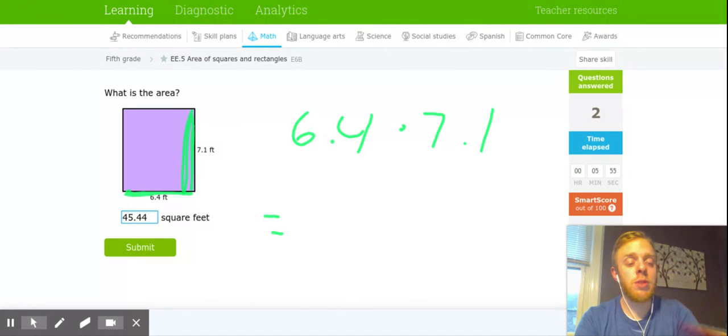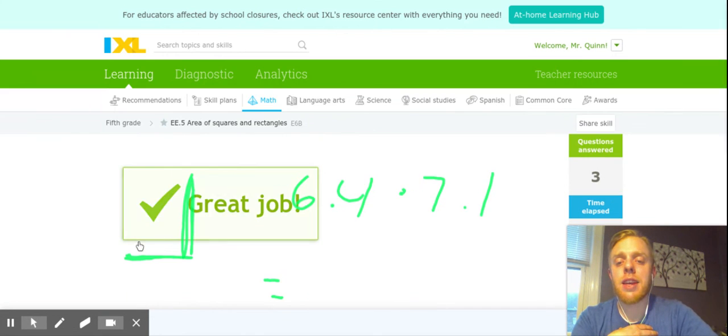Something I really like to do is I like to double check. I like to look one last time, make sure I typed it in correctly. And I can see that that looks great.